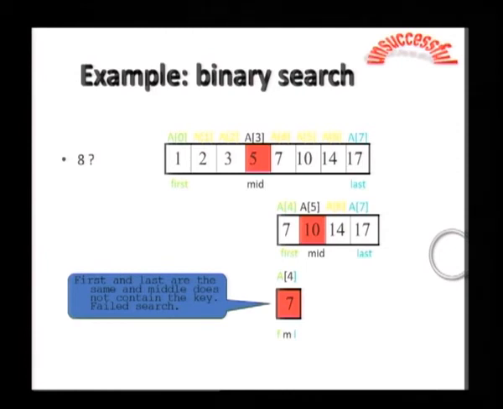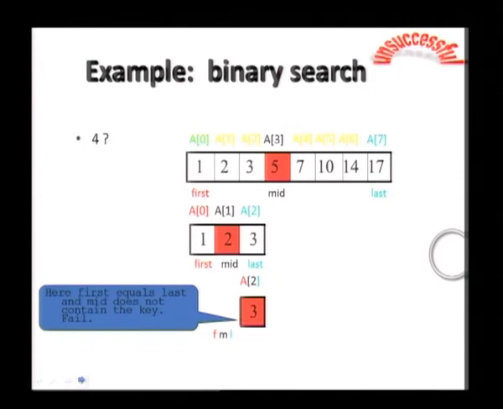Here 8 is the search key, and it is clear that the sequence of searches finally queries the element at index 4, which has the value 7, but first and last take the same value at this point of time, and because 7 is not equal to 8 and there is nothing else to be searched, the search returns a failure.